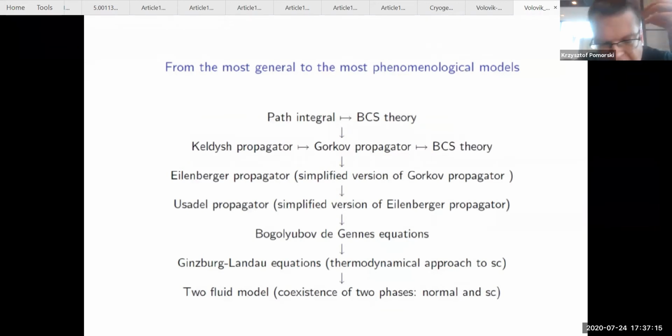The first level of understanding is always the two-fluid model, the coexistence of two phases, normal and superconducting, or the coexistence of two types of fluid in one volume: superfluid plus normal fluid. This is not exactly fully theoretically correct, but it's a first level of approximation, and somehow this picture works very well.